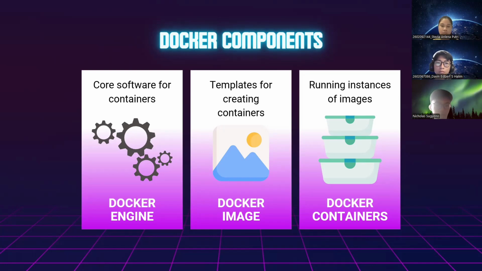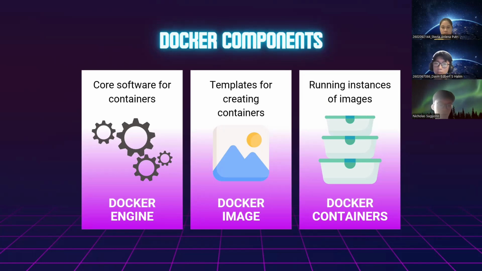The next one is Docker images. These are the blueprints or templates for containers. A Docker image contains everything an application needs to run, including the code, runtime, libraries, and environment variables. Developers can pull pre-built images from Docker Hub or create custom images using a Dockerfile.